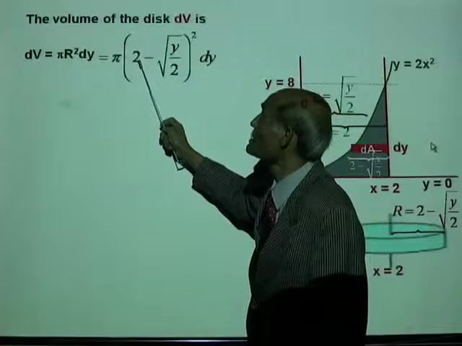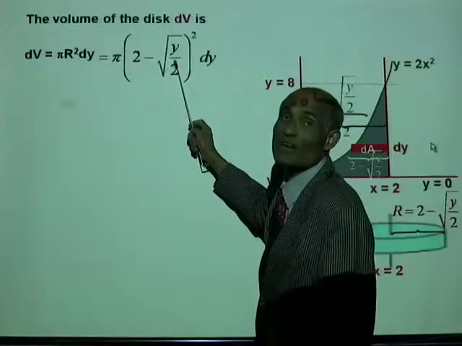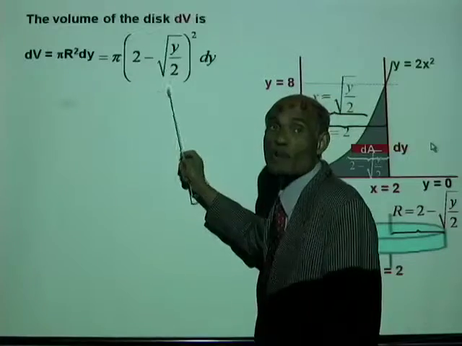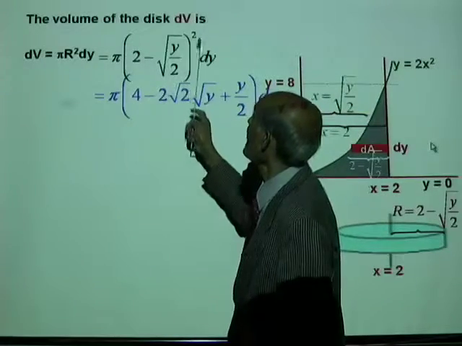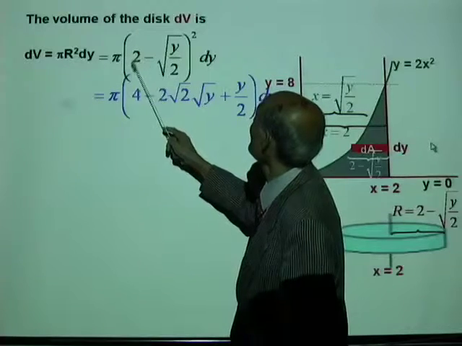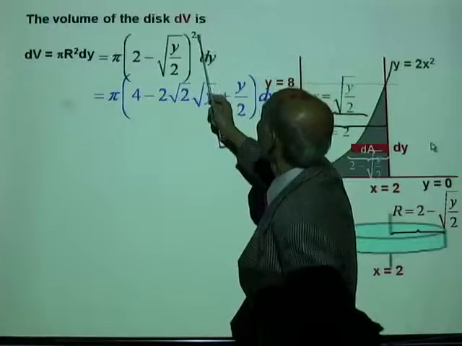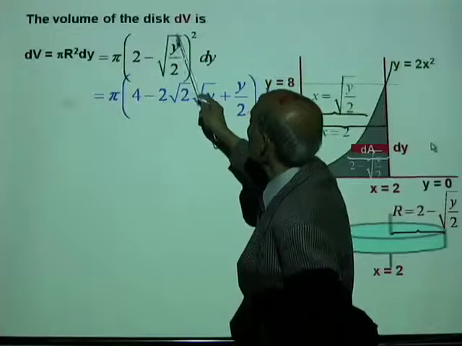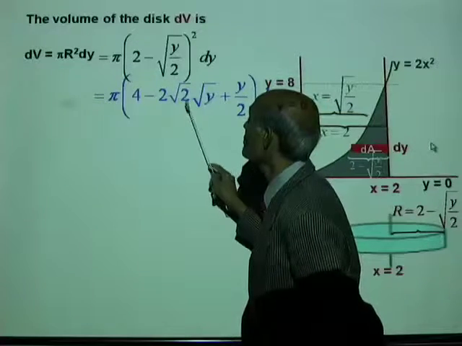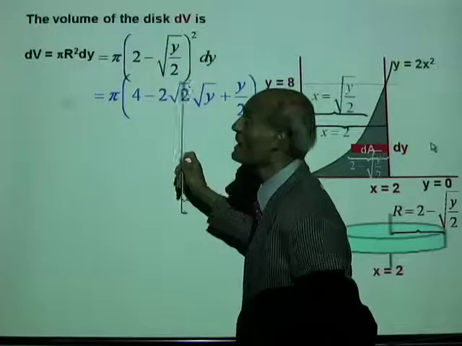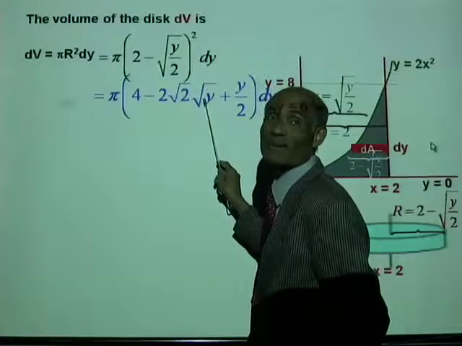That will be the square of 2, that is 4, minus 2 times 2, that is 4, times square root of y over 2, that's the middle term, plus the square of this quantity, that is y over 2. So that will be pi times 4 minus 2 times square root 2. You see, when you multiply this, it will be 2 times 2 multiplied by square root y over square root of 2. When you simplify that, this 2 and the square root of 2 can be simplified and you get 2 root 2. In other words, it is 2 times 2 divided by square root 2, which is 2 root 2 times square root y.